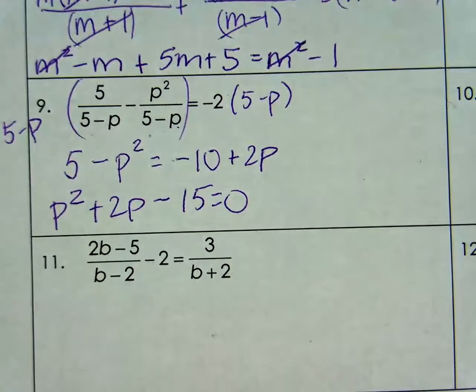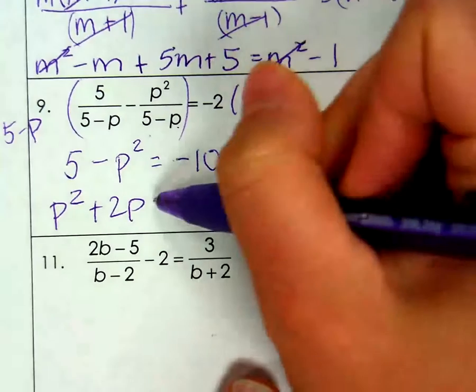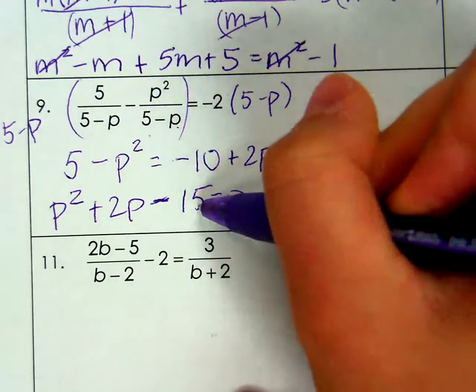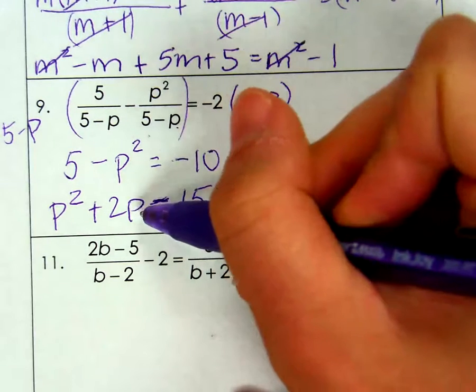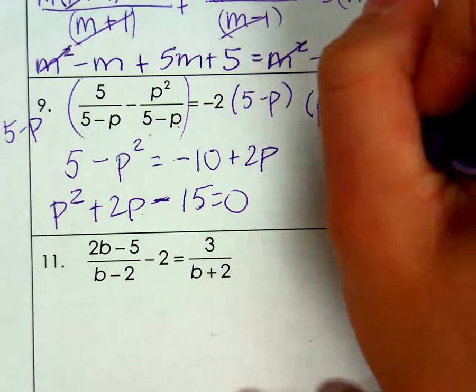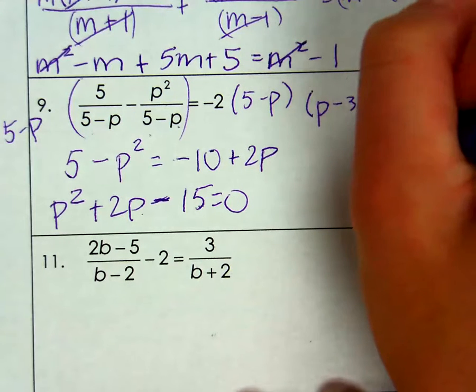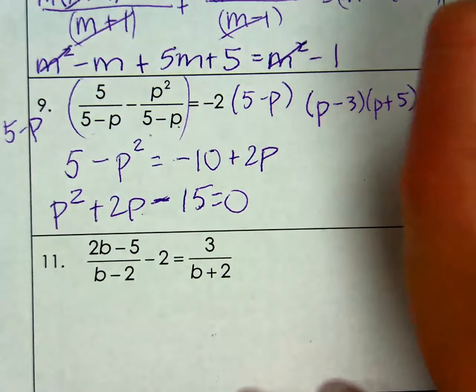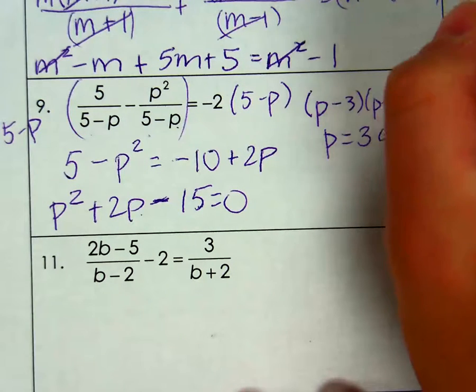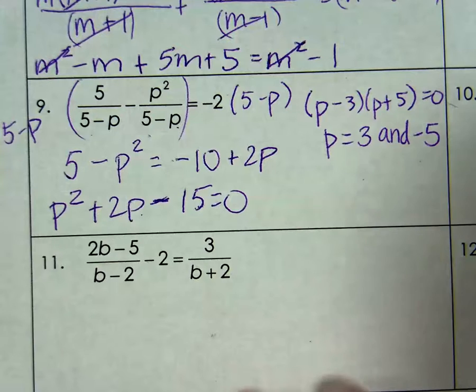So add it over here, p squared. Then I have plus 2p, and then minus 5, so I have minus 15 equals 0. So you have to decide if that's factorable. I know if I multiply 3 and 5, I get 15. If the 5 is positive and 3 is negative, those two things add to make positive 2. So I'm going to factor it to be p minus 3, p plus 5 equals 0. So p equals positive 3 and negative 5.